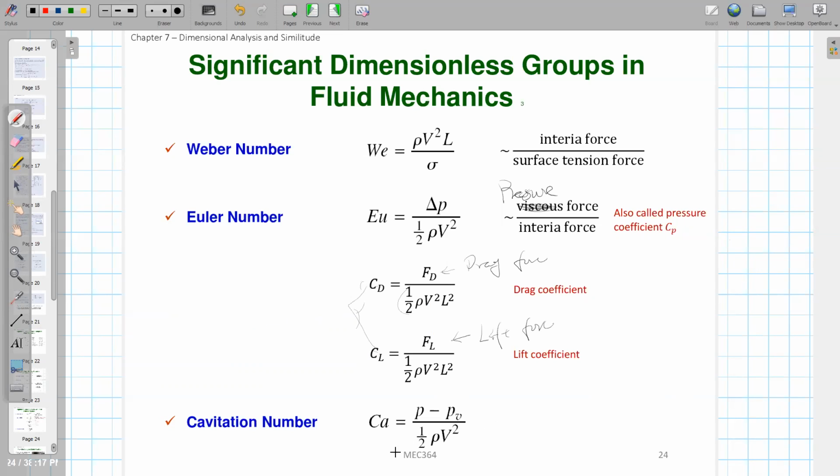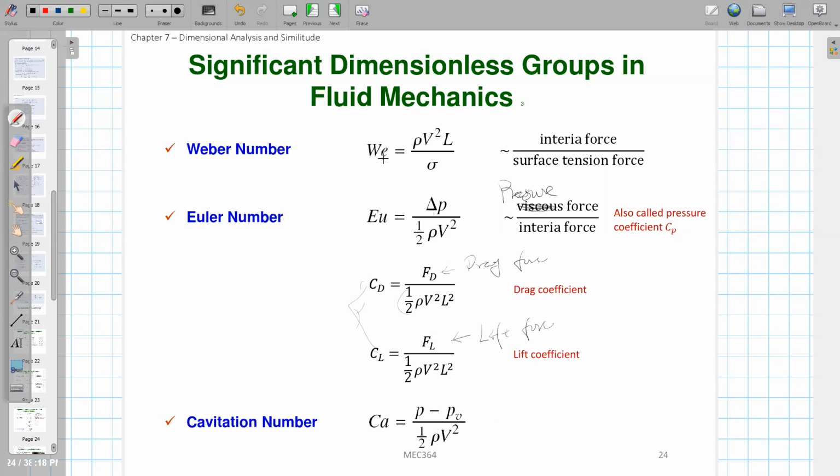And in that case, the cavitation number becomes important. Here the pressure is the liquid pressure, and this p_v is the vapor pressure. The pressure difference, delta P, is divided by rho v squared. So this cavitation number is important if you have this cavitation phenomenon due to small phase changes between the liquid and gas, and so on.